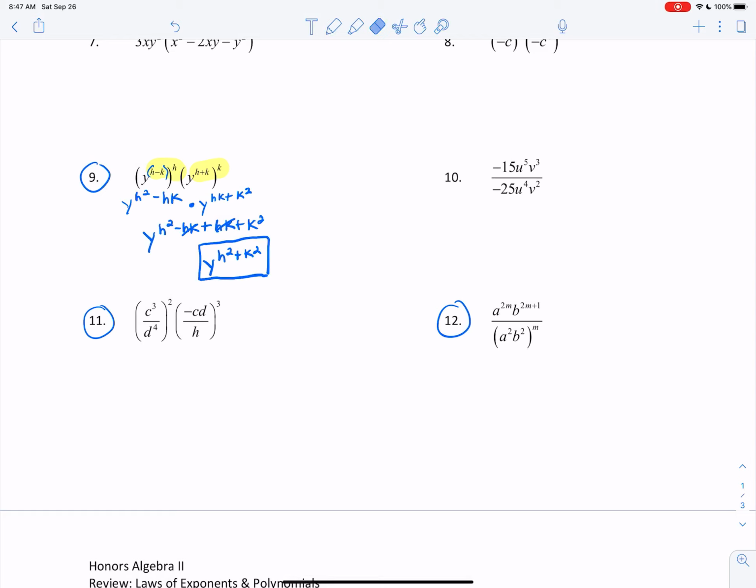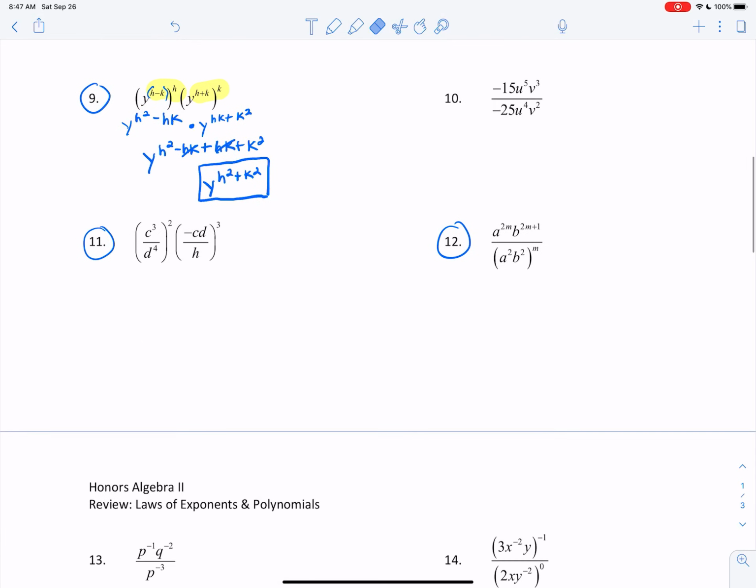Number 11. Let's take care of all of these powers. So starting with c cubed squared, multiply the exponents, and that gives us c to the 6th over d to the 4th squared, which would be d to the 8th. And now we're going to cube everything inside the second parentheses. Now this negative, remember, is a negative 1. So when I bring negative 1 to the third, it's still going to be negative 1. And then we're going to have c cubed d cubed over h cubed. So you distribute that power to each term.